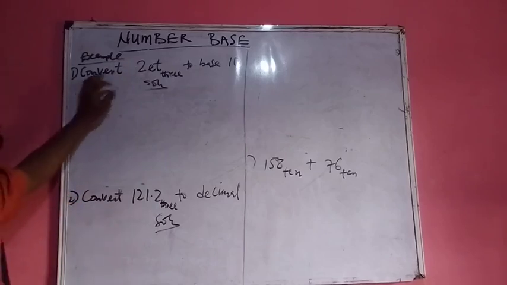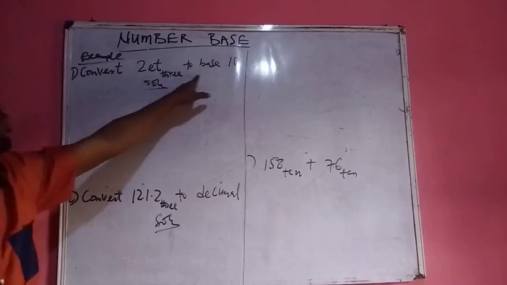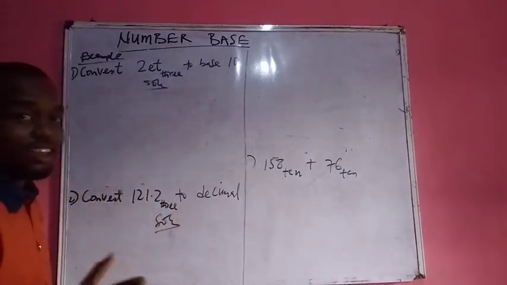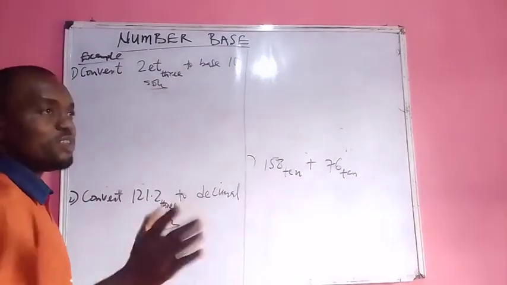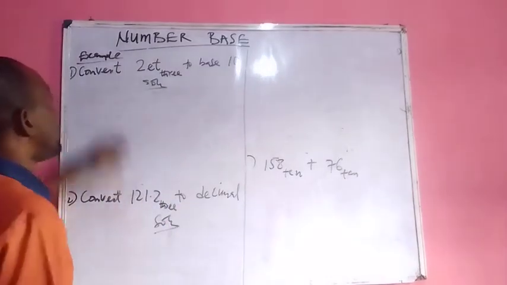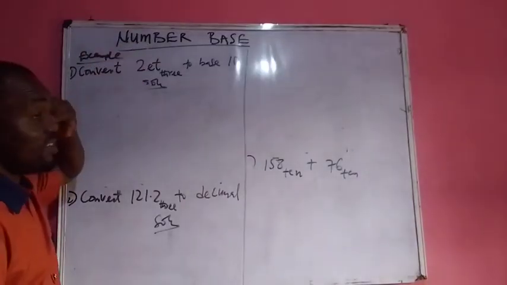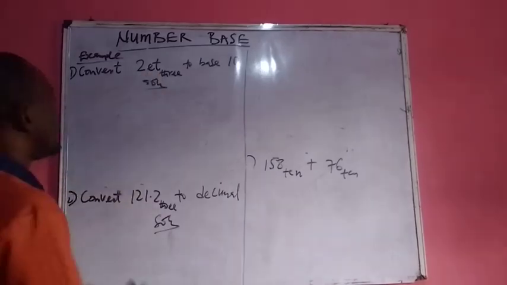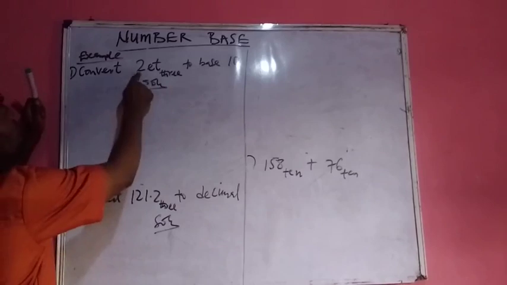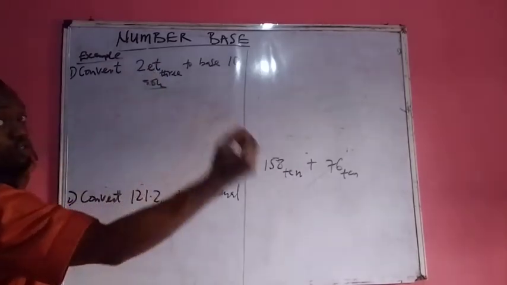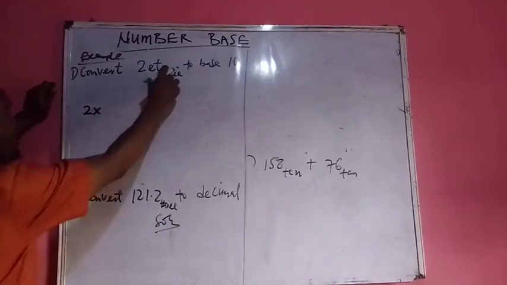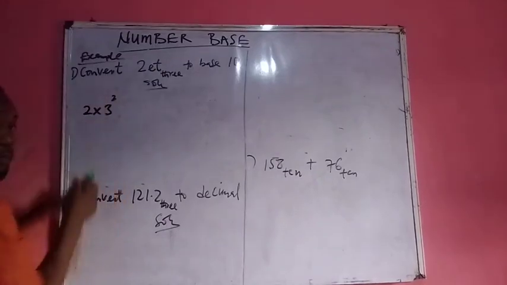It said convert 2x base 3 to base 10. Now listen, this one is a different question entirely. Don't allow it, it shouldn't bother you. Now look at it. When you have a question like this, there's a way we solve it. Now we have it. How many? 1, 2, 3. That's 3, right? So 3 minus 1 will give us what? 2. Now what? 2 times the base is 3. So we'll put the 2 there.